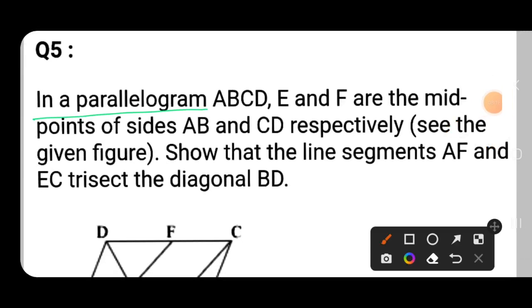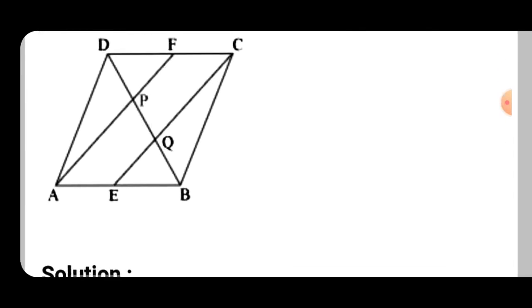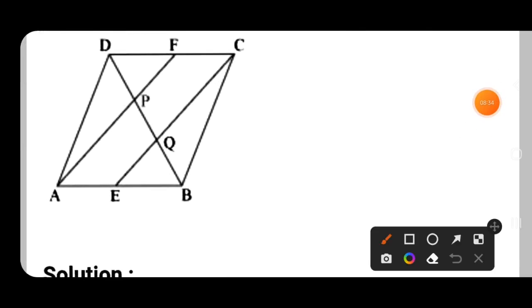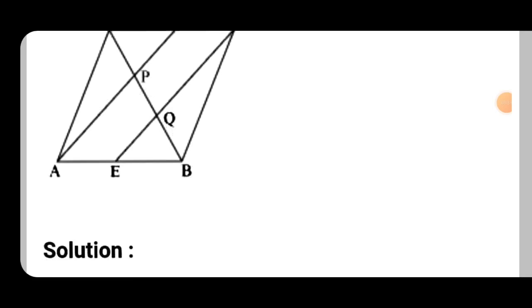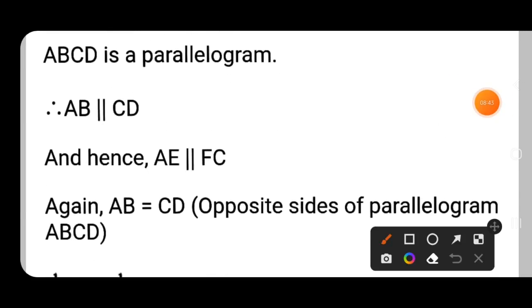In a parallelogram ABCD, E and F are the midpoints of the sides AB and CD respectively. You can see in the figure. Show that the line segments AF and EC trisect the diagonal BD. Trisect means in three equal parts, meaning DP is equal to PQ is equal to QB. Okay, see the figure. I will explain the solution part.